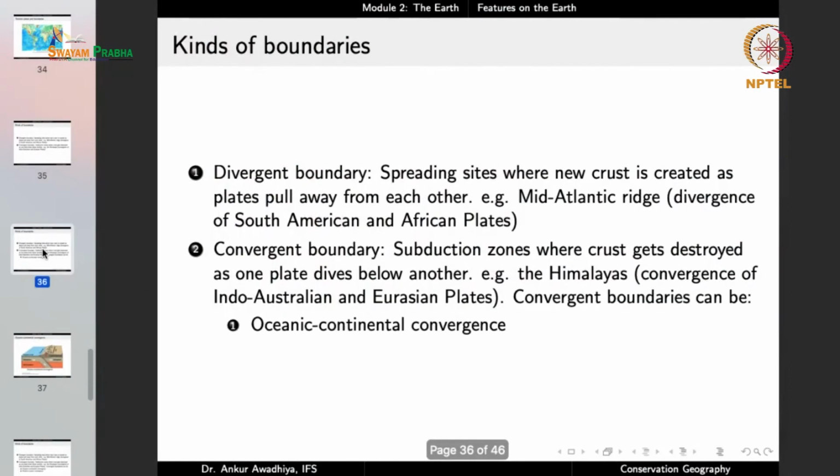Now, it is a convergent boundary because India moved towards Eurasia, and this happened because the Indian plate, or the Indo-Australian plate, moved towards the Eurasian plate. And when both of these collided together, it led to the formation of the Himalayas. But because both of these plates move towards each other and there is also a subduction, this is a convergent boundary. Now, a convergent boundary can be of different types. We can have a convergence between oceanic and continental plates, or oceanic and continental regions of the plates.